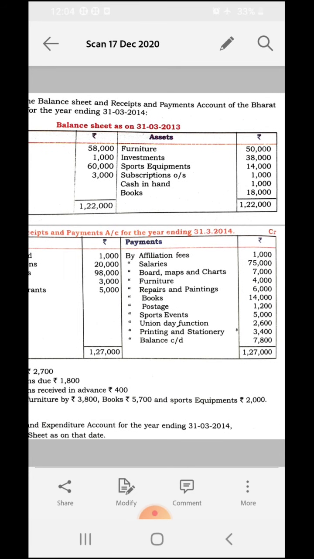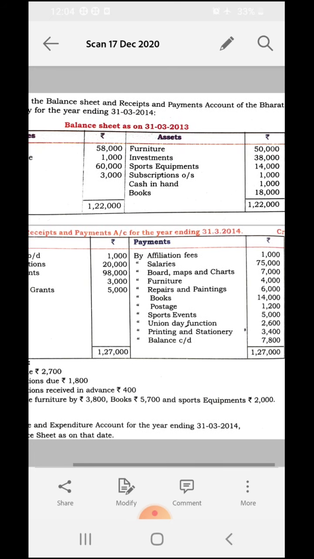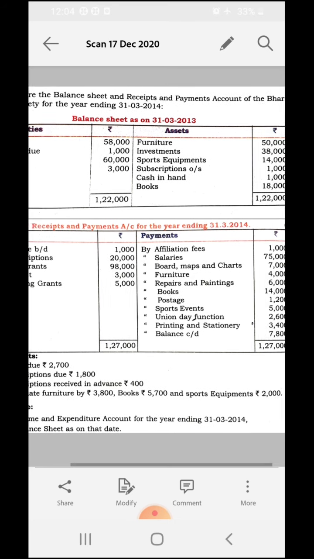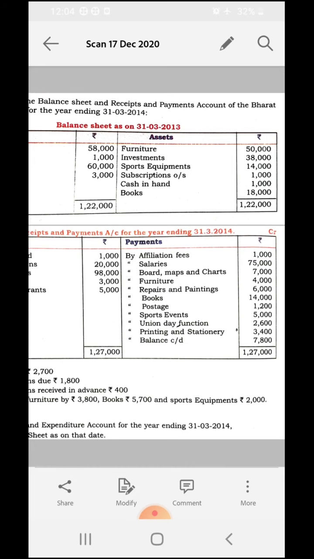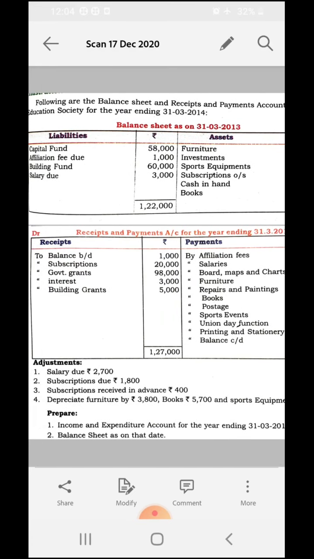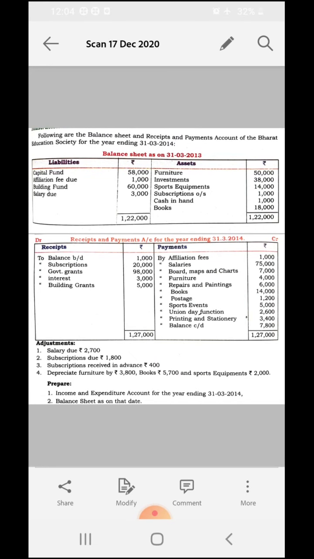Okay. See, then we have the payment side, affiliation fees 1000, which was outstanding last year, paid here. So 1000 deducted 1000, no payment this year. Then salary 75,000, revenue expenses, board, maps, charts, all revenue expenses 7,000, furniture addition, purchase 4,000, repairs and painting, revenue expenditure, books added to the already existing books 14,000, then postage revenue, sports event revenue, union day function revenue, printing and stationery revenue, and cash balance last we have 7,800. Okay. So this is what the receipt and payment account gives.